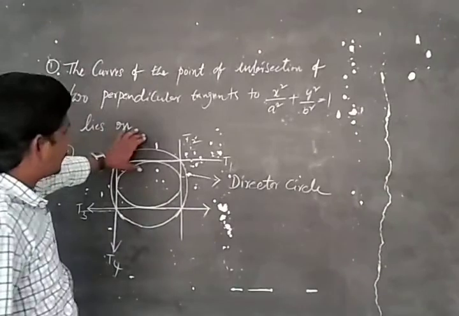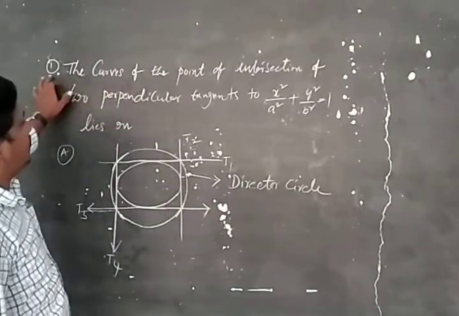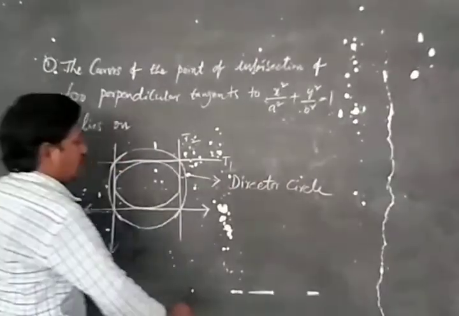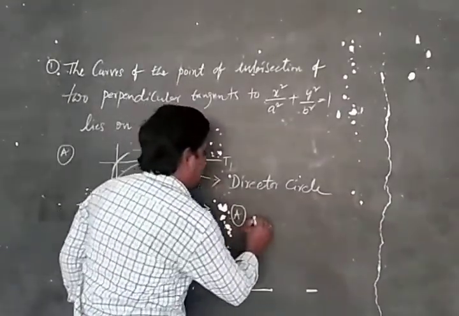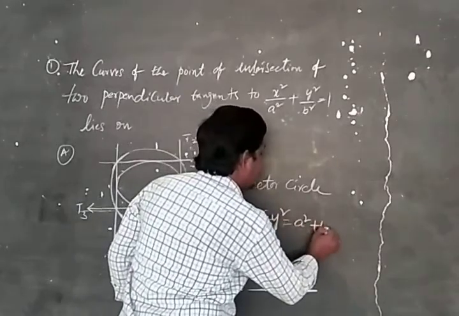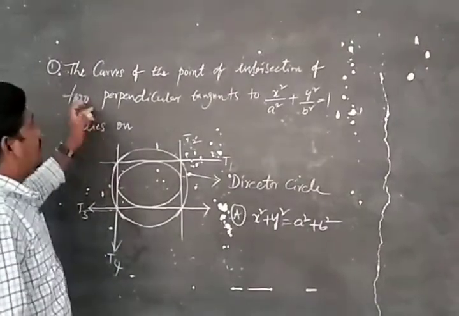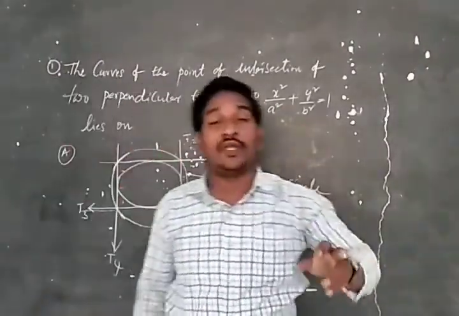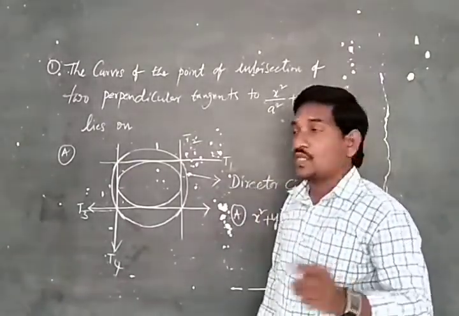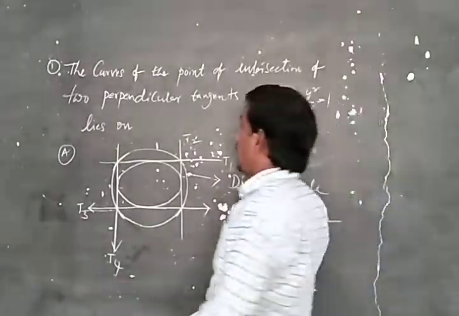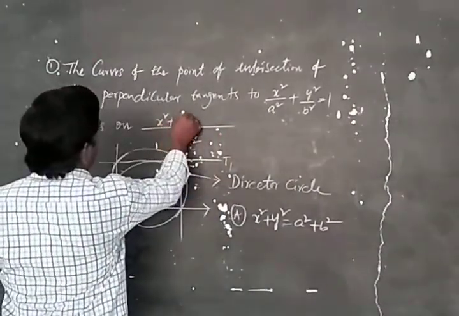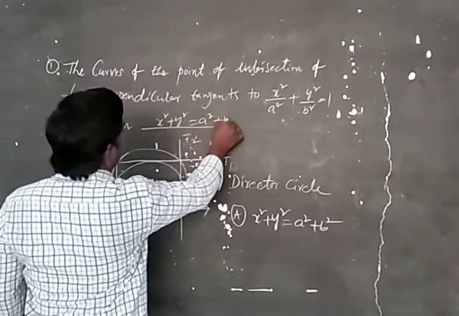So this is the small diagram of the problem. So the answer is the director circle. What is the answer? x square plus y square equal to a square plus b square. So the curve of the point of intersection of the two perpendicular tangents of the ellipse x square by a square plus y square by b square is on the director circle, that is called x square plus y square equal to a square plus b square.